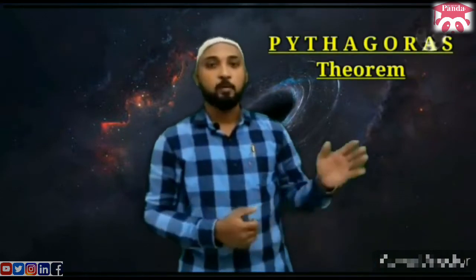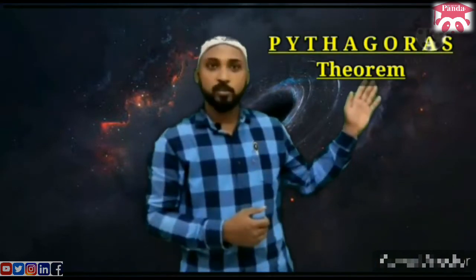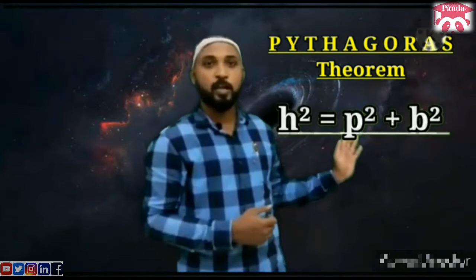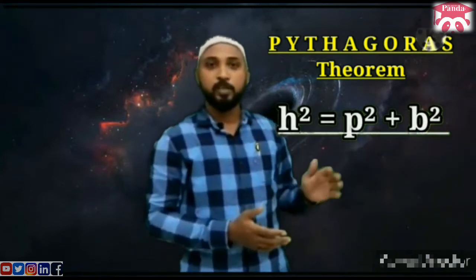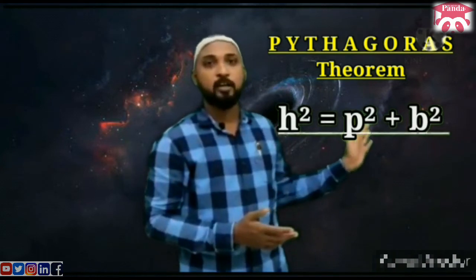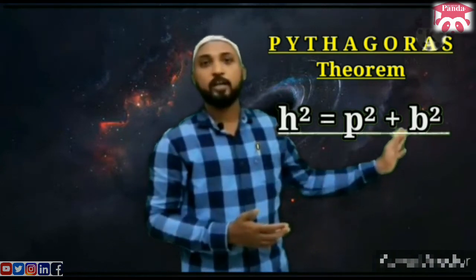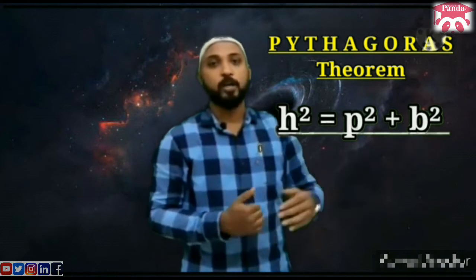So there is also a theorem in mathematics which tells you the relation between these three, and that theorem is called Pythagoras Theorem. Pythagoras Theorem tells you that h square is equal to p square plus b square. That means the hypotenuse square is equal to the perpendicular square plus base square.